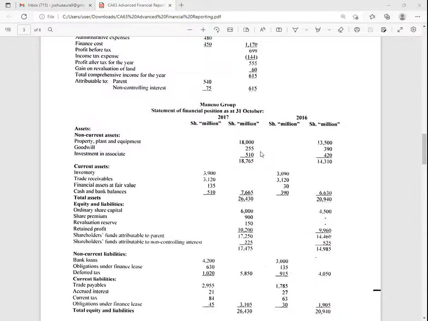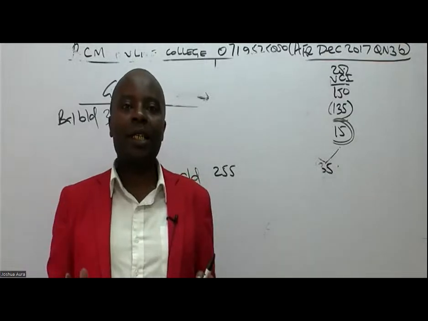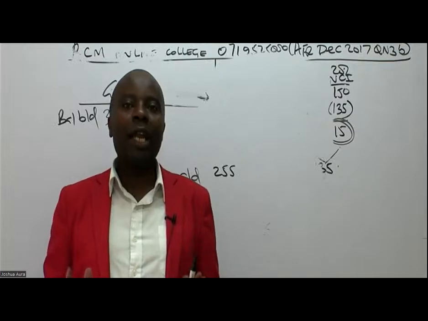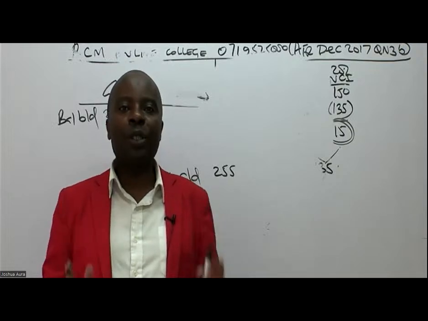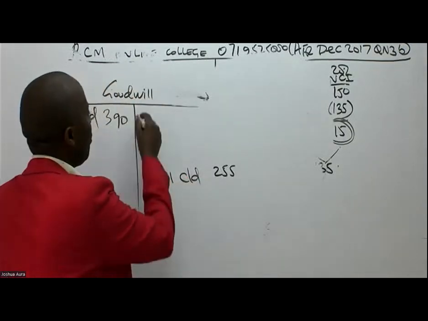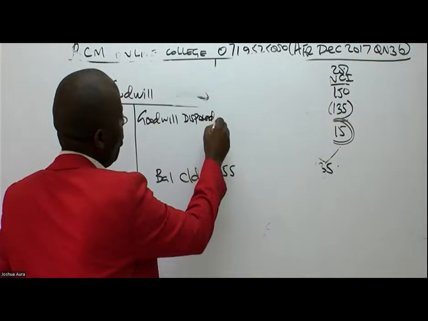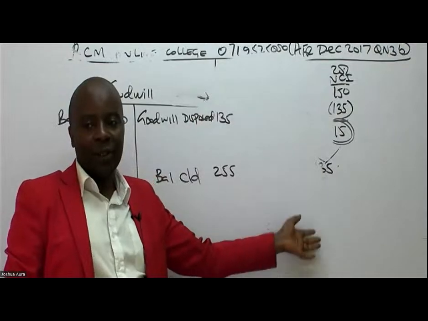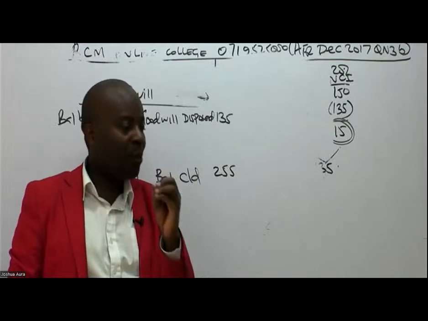255 like that. And then, ladies and gentlemen, remember that in this goodwill account we had some changes in the year. There is a subsidiary that we sold, which had goodwill. And the disposed subsidiary goodwill, we had computed it. So here, goodwill disposed. The total figure of the goodwill of the subsidiary that was disposed was 135.